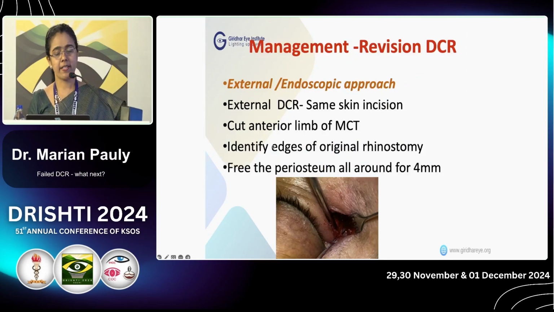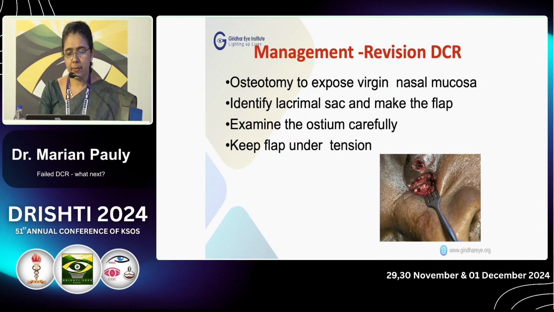In case of external DCR, you can use the same skin incision, and need not give another scar to the patient. Cut the anterior limb of the medial canthal tendon. I usually don't cut it in the primary surgery, but in revision surgeries, I always cut the anterior limb of the MCT. Then identify the edges of the original rhinostomy, see exactly where the problem is, and then free the periosteum all around for at least 4 millimeters. See this, when you are putting the probe, there should be a minimum size of around 4 millimeters all around the ostium. Then the osteotomy has to be enlarged to expose the virgin nasal mucosa, because the existing nasal mucosa might have been scarred.